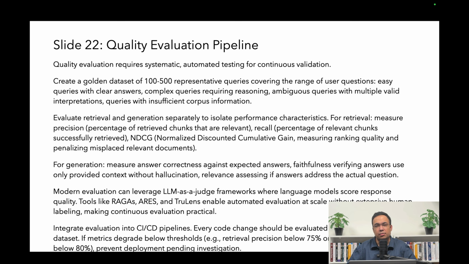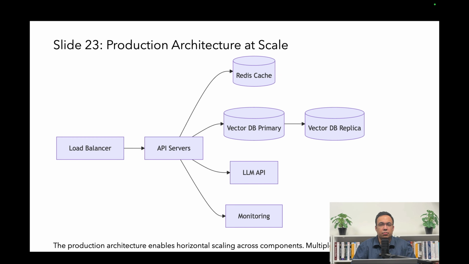So now track these metrics over time and look for trends. A slow, gradual degradation in quality might indicate issues with document quality as new content is added, model drift as user behavior changes, or corpus growth causing retrieval to become less precise as you scale. Now let me show you the complete production architecture that ties all these components together into a cohesive system.